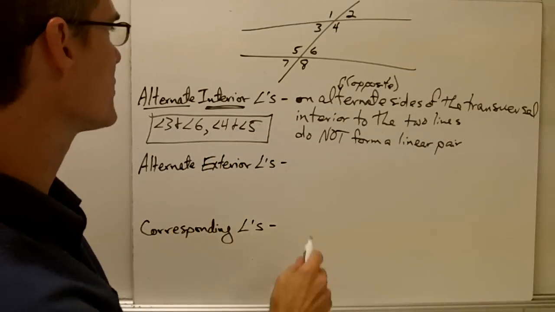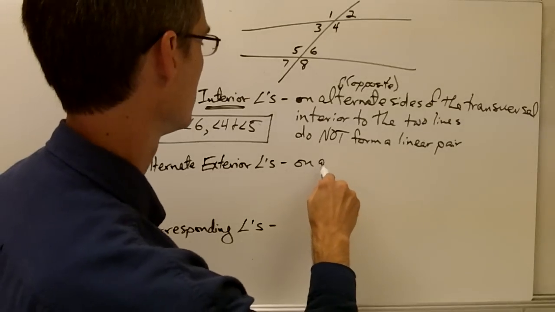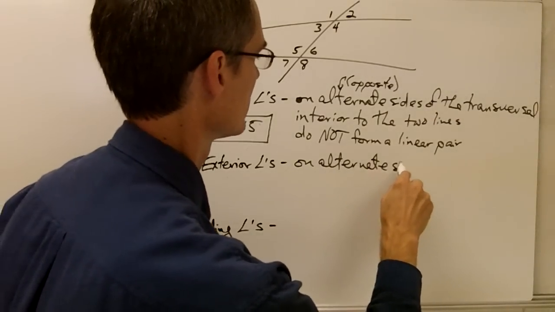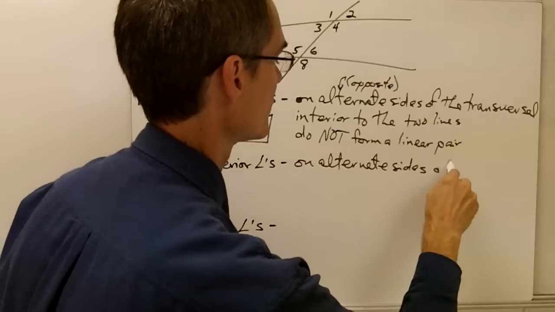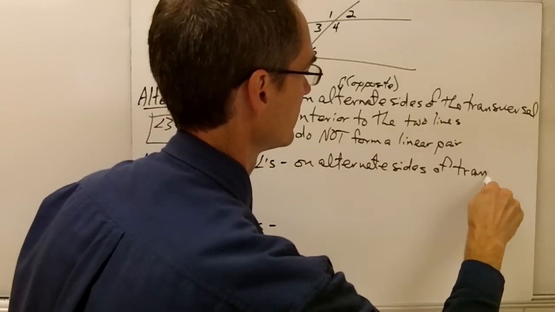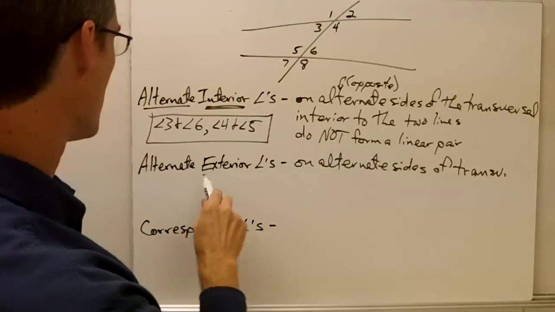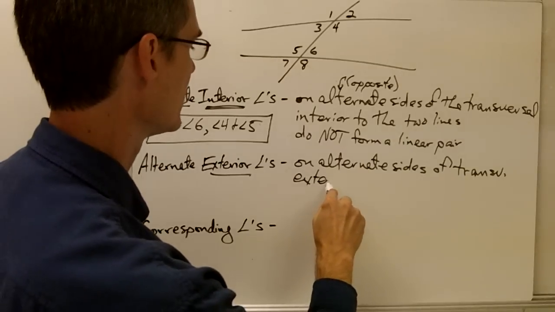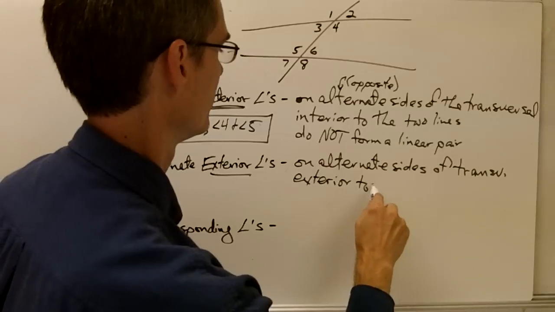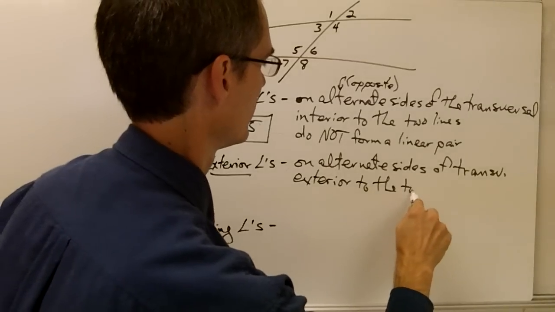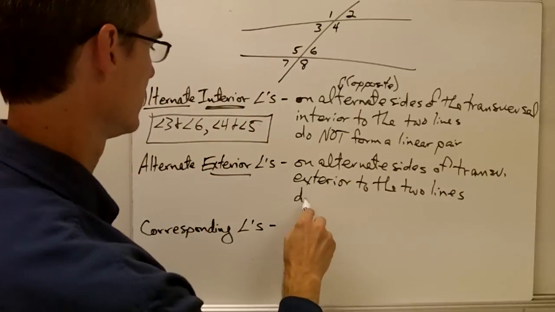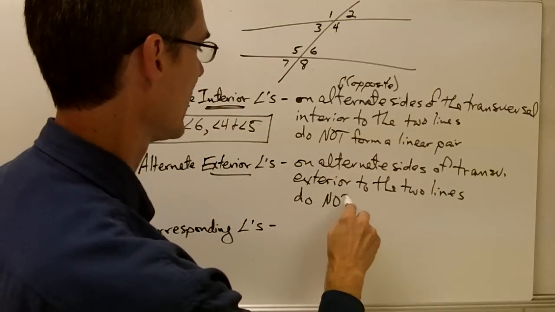All right, alternate exterior angles. Once again, they are on alternate sides of the transversal. They are exterior to the two lines. And do not form a linear pair.